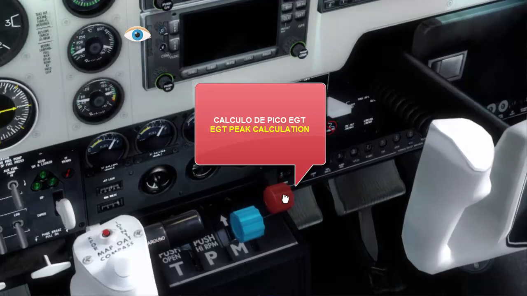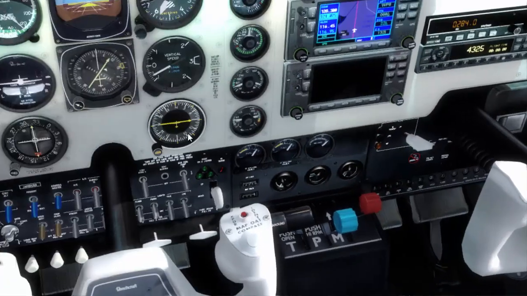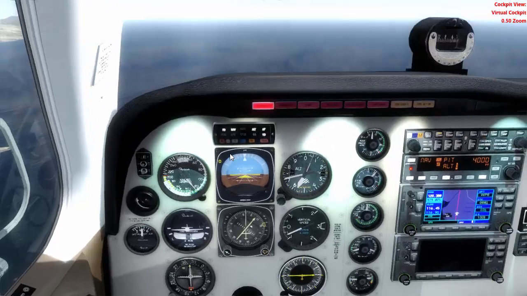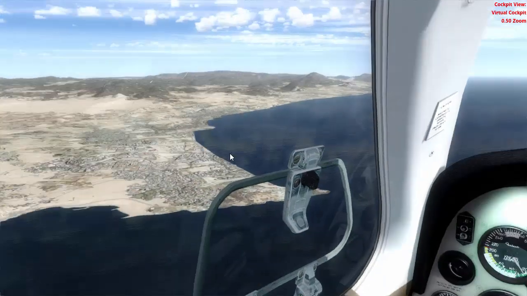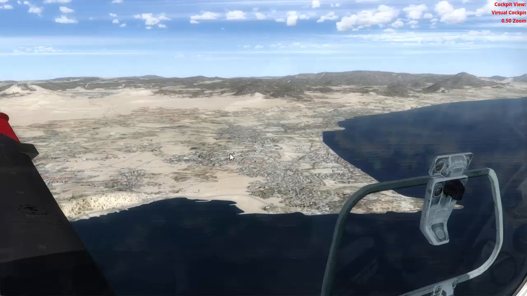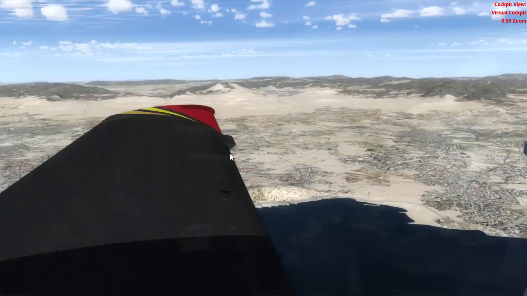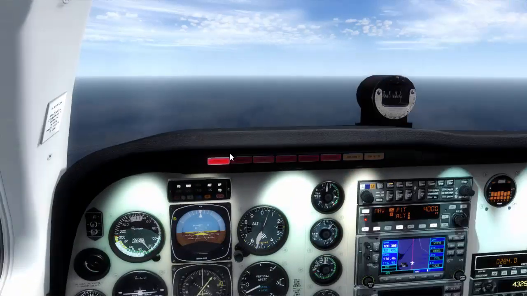Because we are descending, again we have to calculate the EGT peak. So remember, move the red lever forward or rearward until you get the needle to its highest position, that is its peak, and then move the red lever again slightly to make the temperature drop by the number of degrees indicated in the cruise performance tables, okay? In this case, 20 degrees. 20 degrees rich of peak or 20 degrees lean, okay? That is what we need to do.